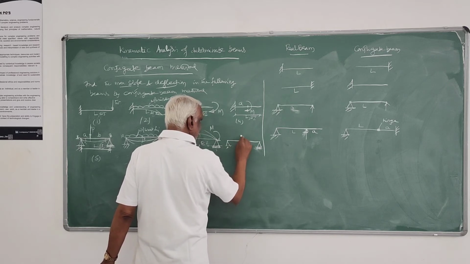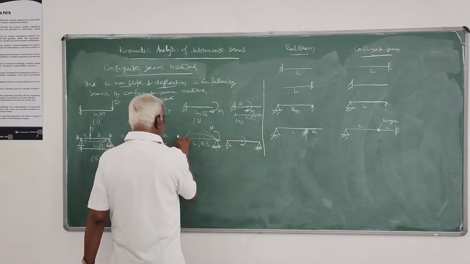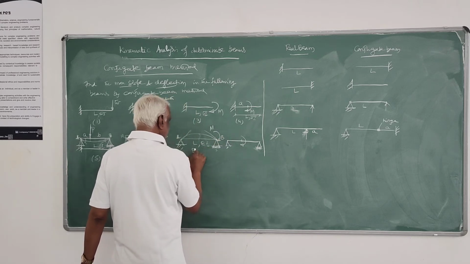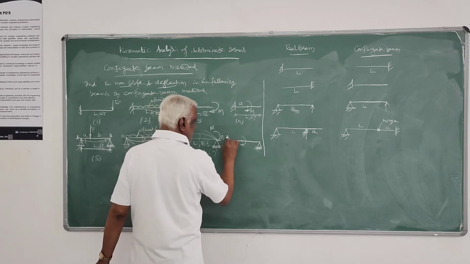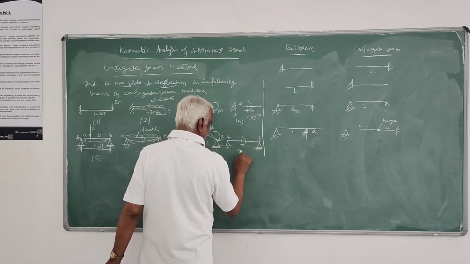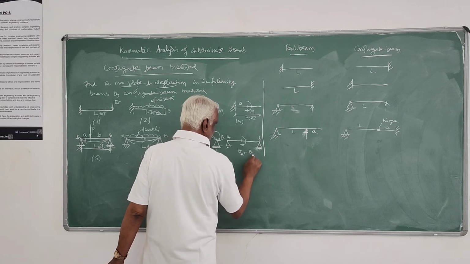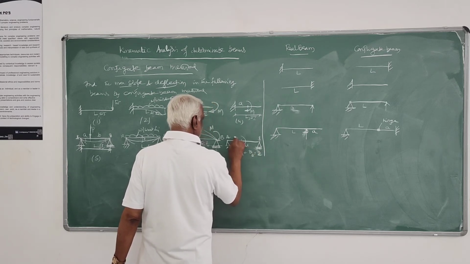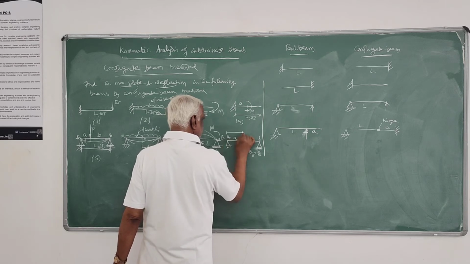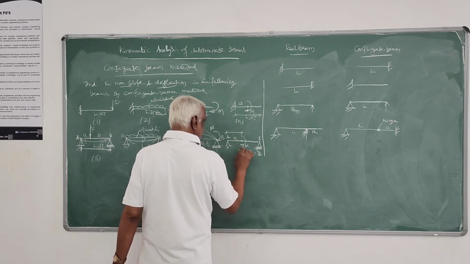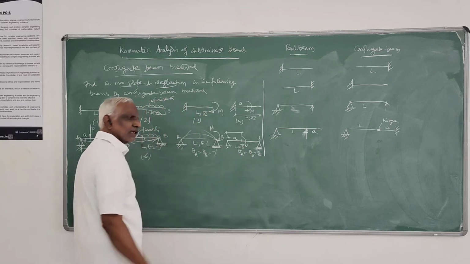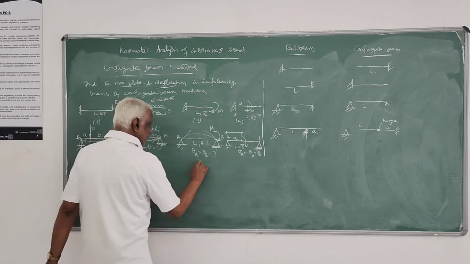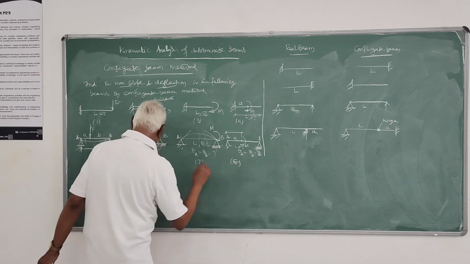Here find only theta A and theta B. Here also find theta A and theta B. You can determine them. This is a, this is L. So these are the 7th and 8th problems.